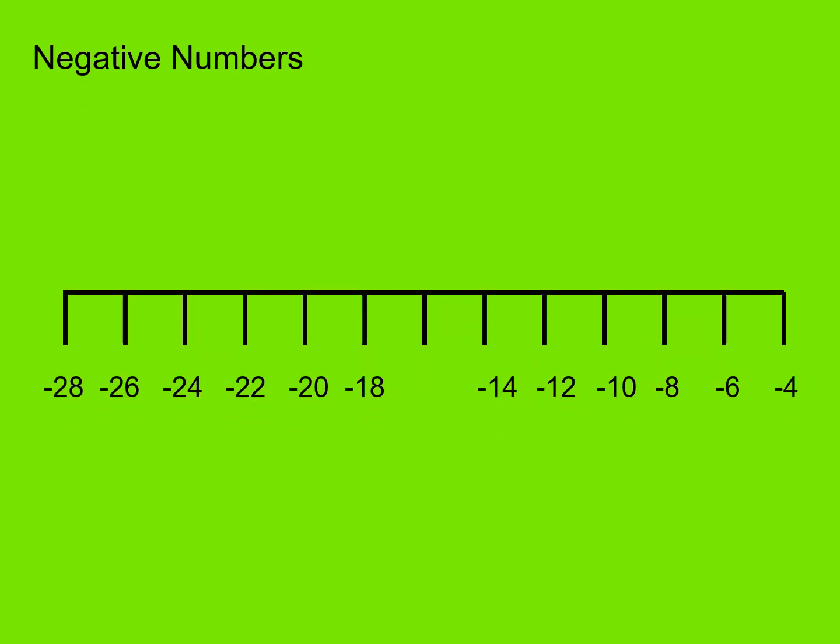What's the missing number? It's not going down in ones this time. It's going -4, -6, -8. Now, what do we take away to get from -4 to -6?